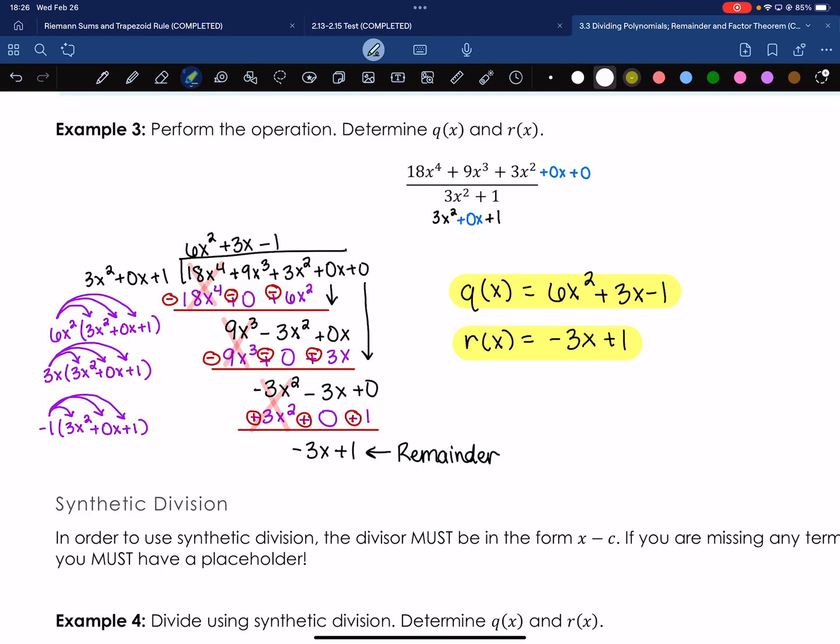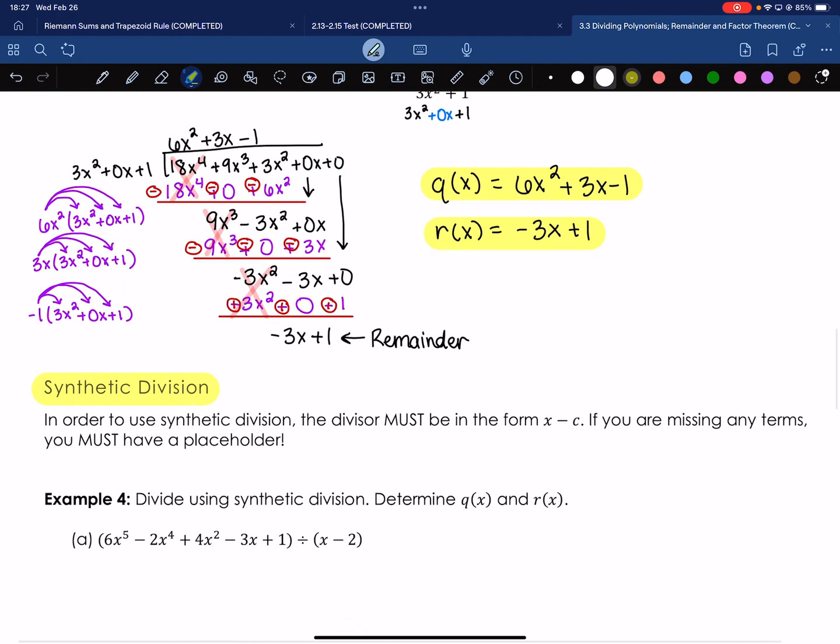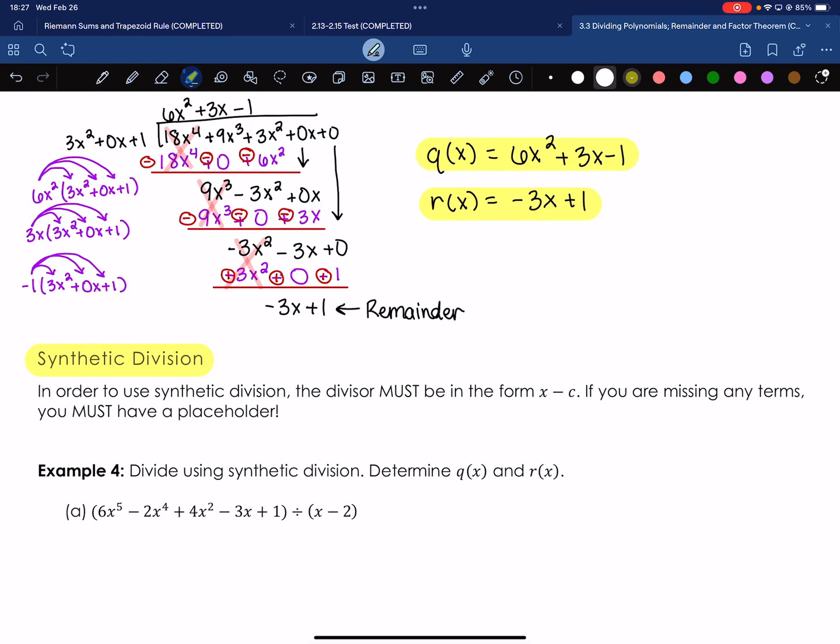The next part is what's considered the shortcut, but it only works in certain cases. Okay, so synthetic division, again, is the shortcut. That just sounds easy. In order to use this, you have to be dividing by something that's in the form of x plus or minus a number. Okay, x plus or minus a number. And then if you're missing anything, you have to put a placeholder of 0 in its spot.